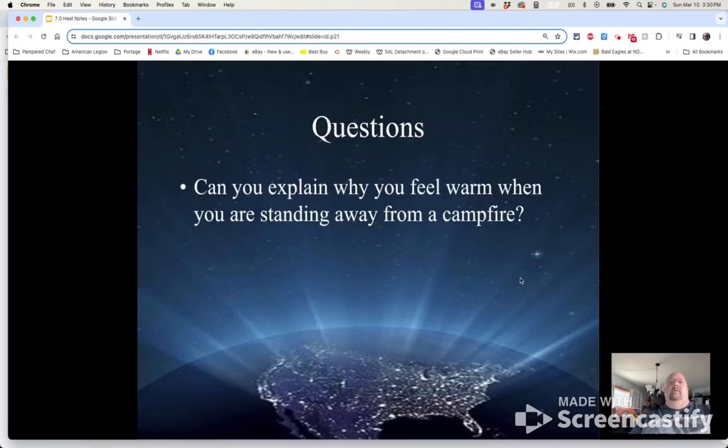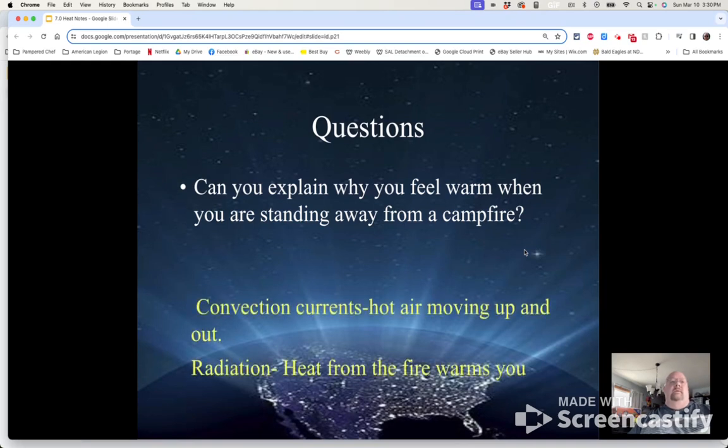So, can you explain why you feel warm when you're standing away from a campfire? It's actually two different types of thermal energy in place here. The convection currents, which are the hot air that's moving up and out from the flame itself, and then radiation, where the heat of the fire warms you up at a farther distance.